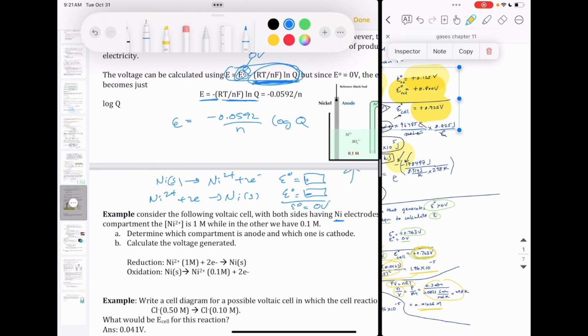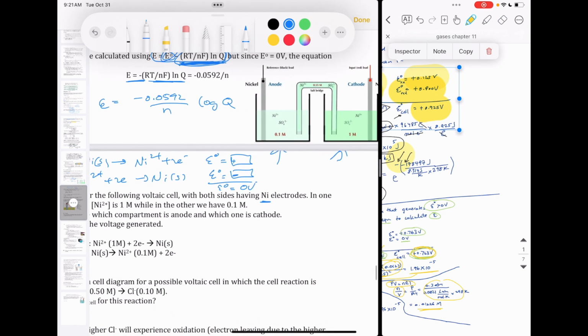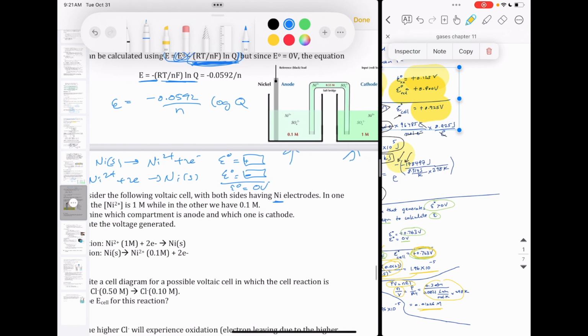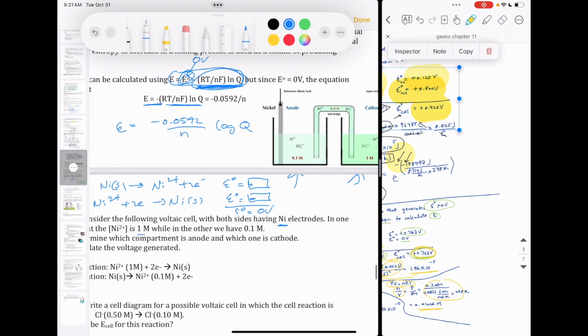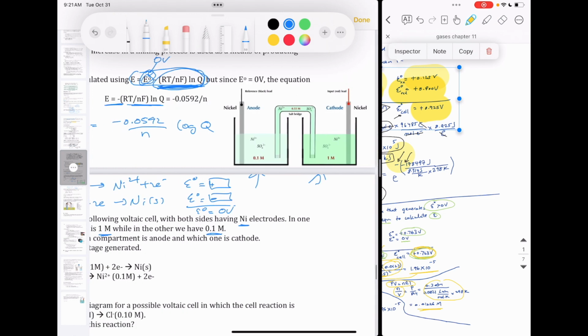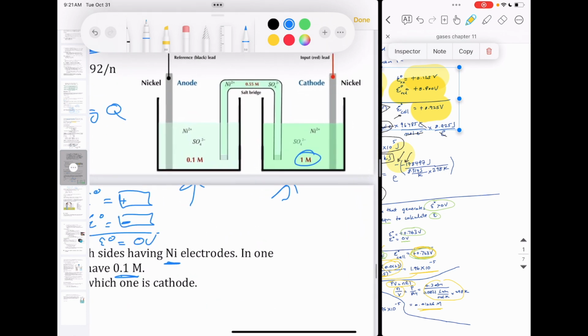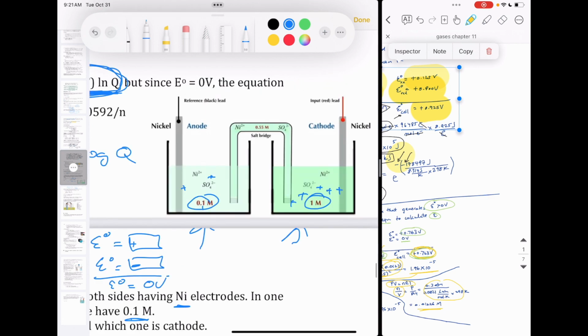But because the concentration is different, this part of the Nernst equation will generate some kind of voltage. The question is, which is going to be the anode and which is going to be the cathode? That's question number one. Well, if you think about it, there is one side with 1 molar, the other one is 0.1 molar. The side with the higher concentration of nickel has more plus charges, and the side with the lower concentration of nickel has fewer plus charges.